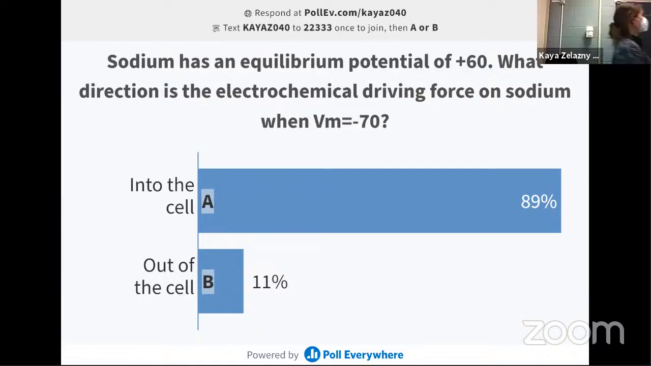Yeah, so the fact that the equilibrium potential for sodium is positive 60, and sodium is a cation, so a positive ion, means that it needs to move into the cell with a membrane potential of negative 70 in order to try to get more and more positive. So it's going to move into the cell when the cell is at negative 70. It's going to keep moving into the cell until we get to positive 60.